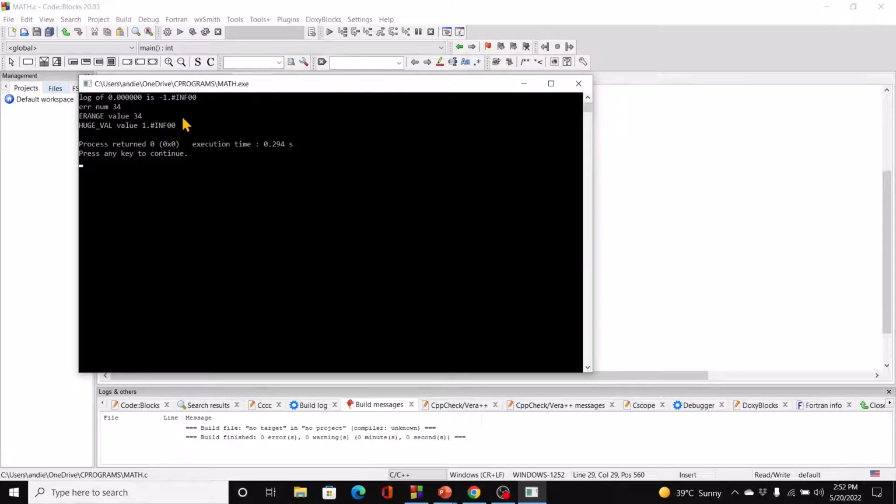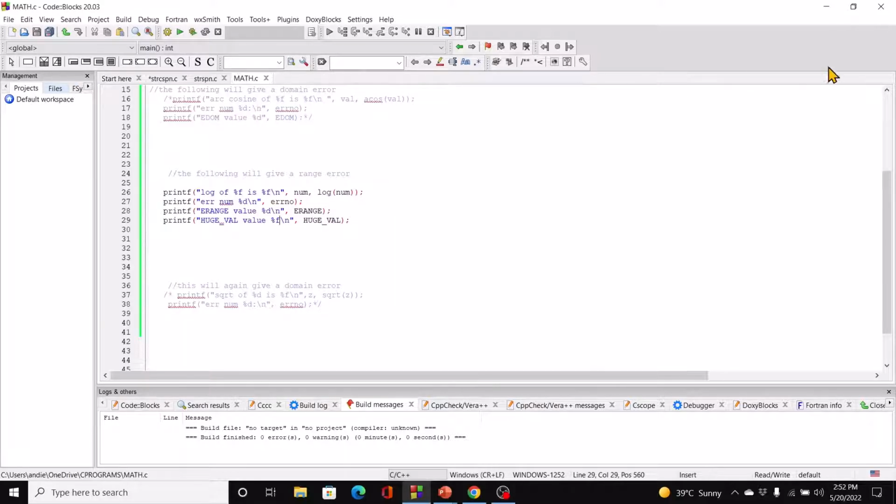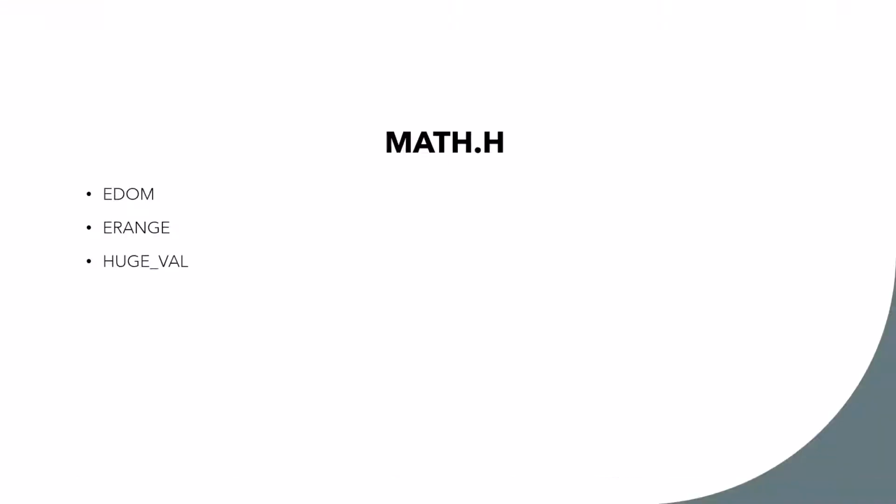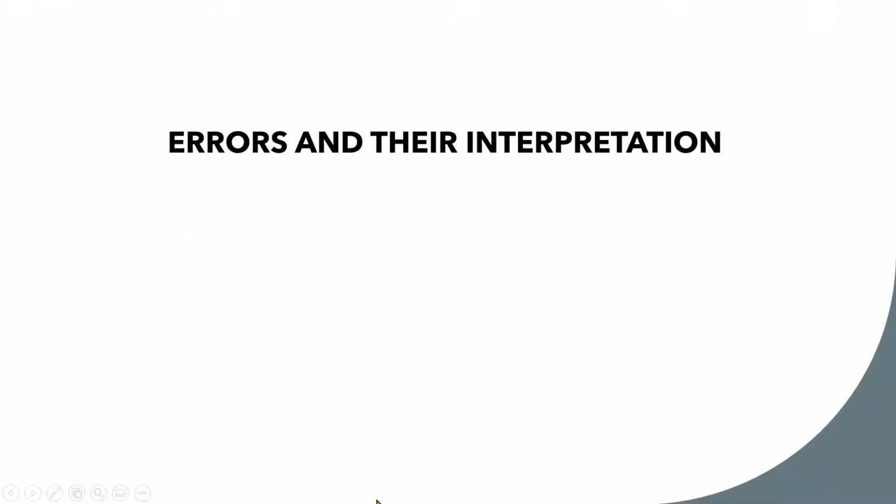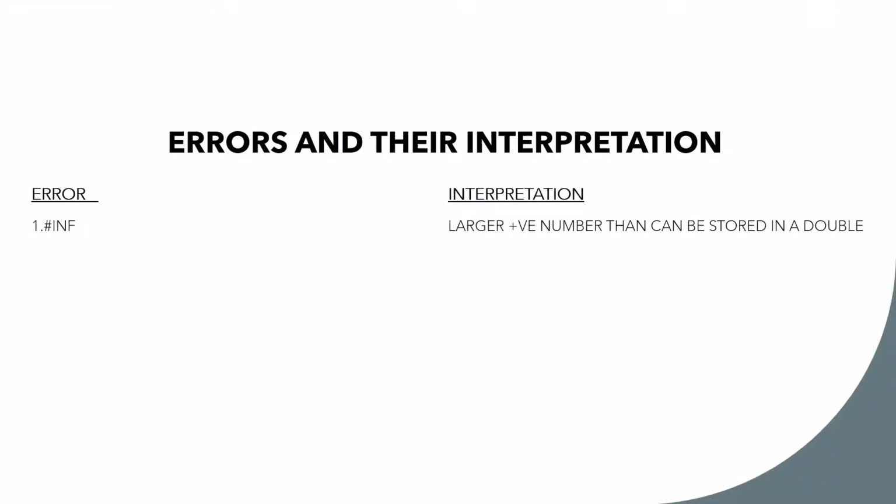right? So when is it positive and when is it negative? Let's just take a look at the summary of these errors and the interpretations. So we have here positive infinity when you have a larger positive number than can be stored in a double, and you have negative infinity when you have a larger negative number than can be stored in a double, right?